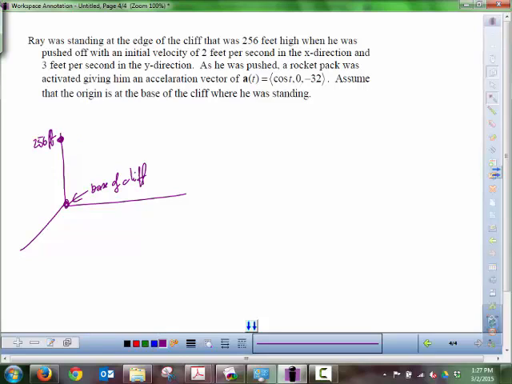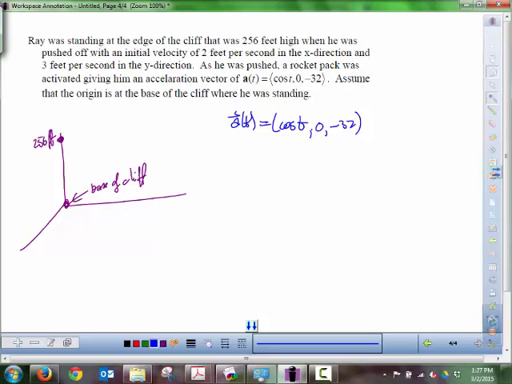All right. So it looks like our acceleration vector is given to us. So the rocket pack must be some oscillating rocket that makes a move along the x direction, cosine and sine. And then a negative 32 in the k direction must just be gravity. Right? Okay.